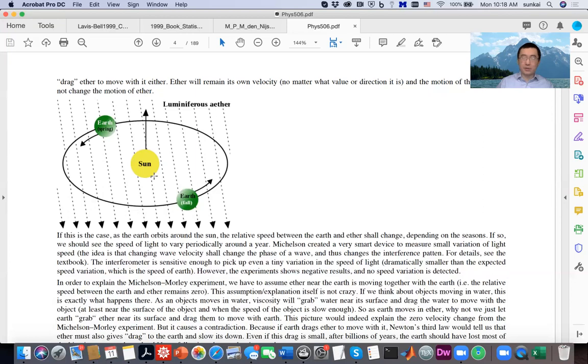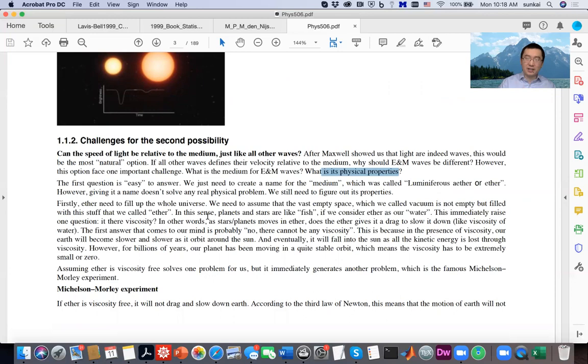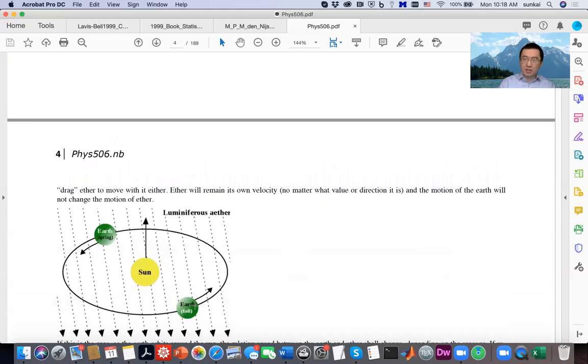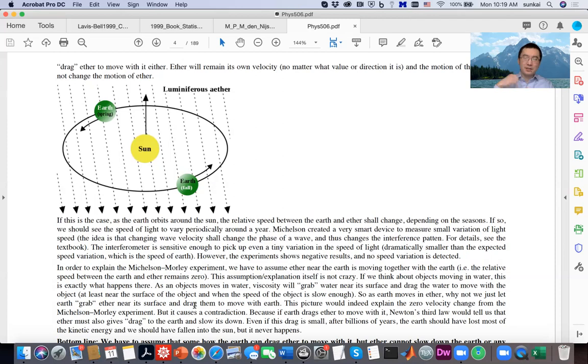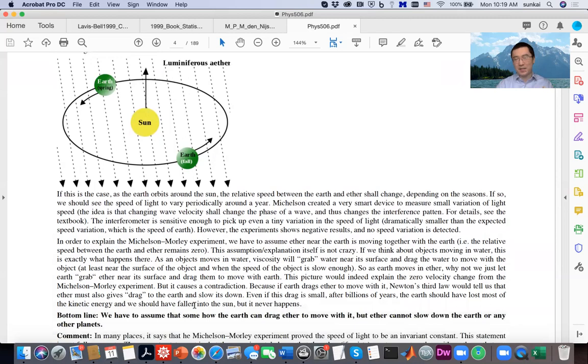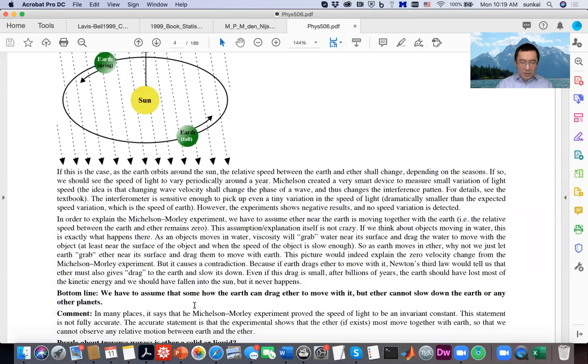However, this explanation immediately comes to a problem that contradicts the previous picture we discussed early on, where ether cannot have viscosity. If you assume Earth can grab ether, now according to Newton's third law, ether also grabs Earth. If ether grabs Earth, it will slow down Earth and eventually Earth will fall into the sun, but that never happened. So we need to assume that ether is viscosity free, so it does not slow down our Earth, but at the same time, it also has viscosity, so our Earth can grab ether. So that's one type of self-contradiction I was mentioning earlier. On top of that, this is only one aspect of the problem in the ether picture.